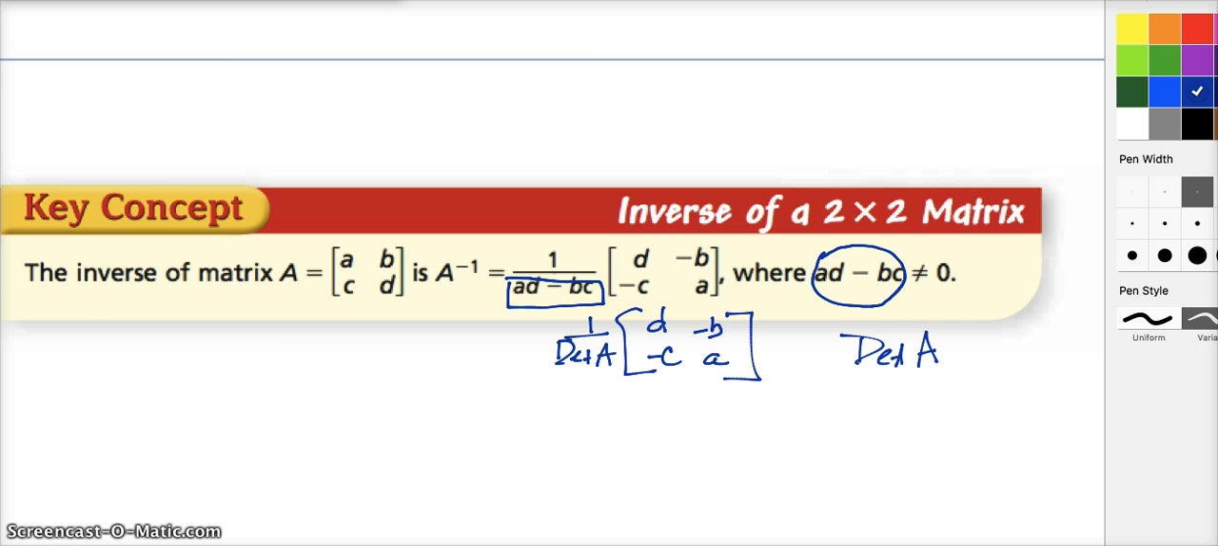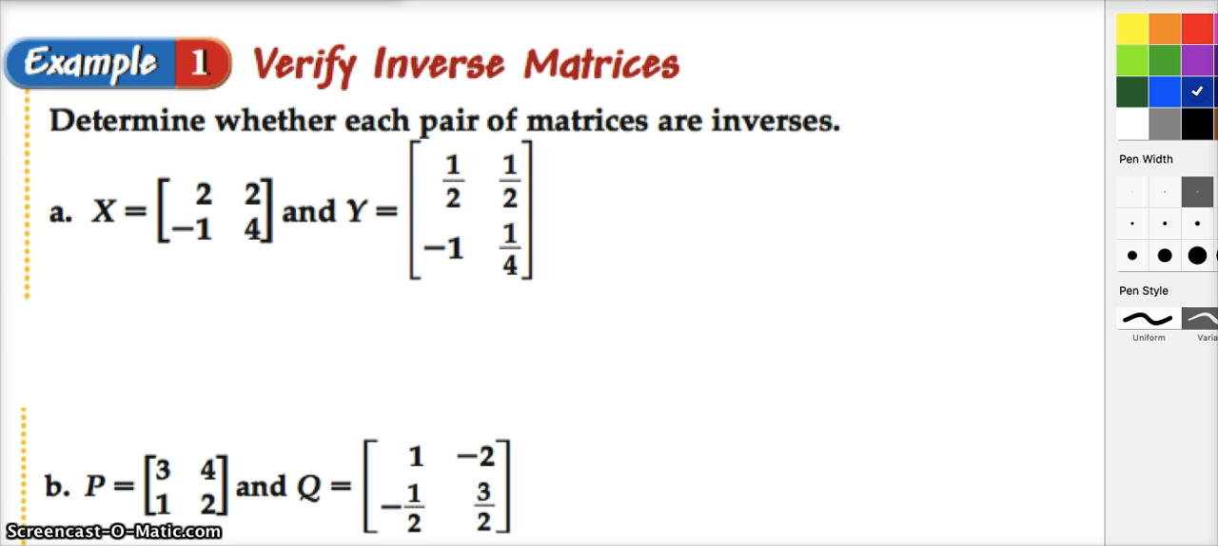Let's do some examples of the identity matrix. In example 1, they want us to verify inverse matrices. Let's think again about inverses. For multiplication, A times 1 over A is equal to 1, and the inverse relationship for addition is A plus negative A equals 0. In each case, when you perform the operation, you want to get the particular identity for that operation. Here's the multiplicative identity, and here's the additive identity.